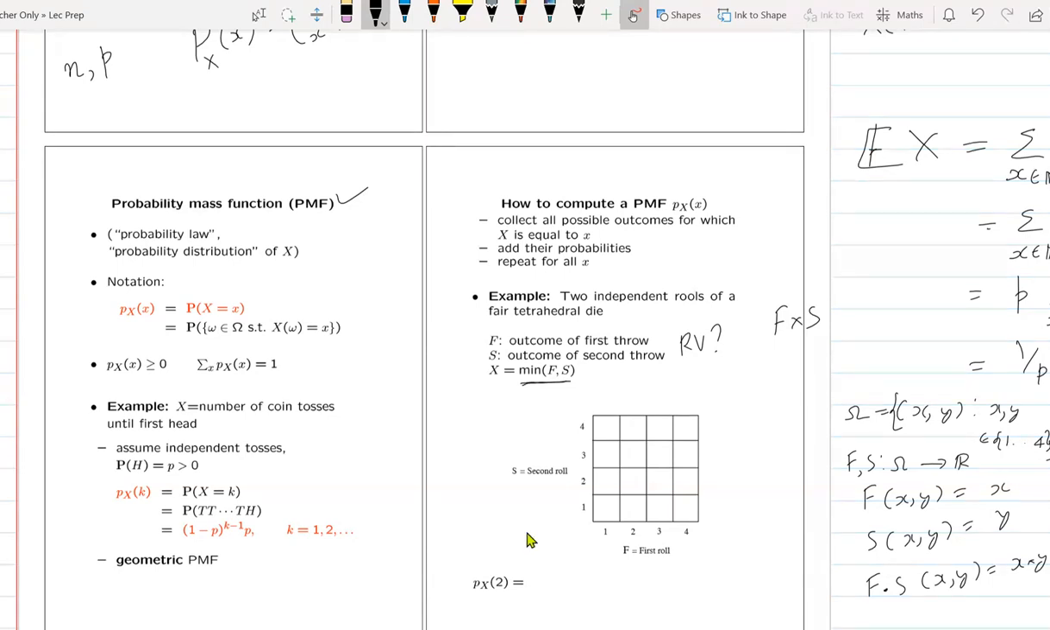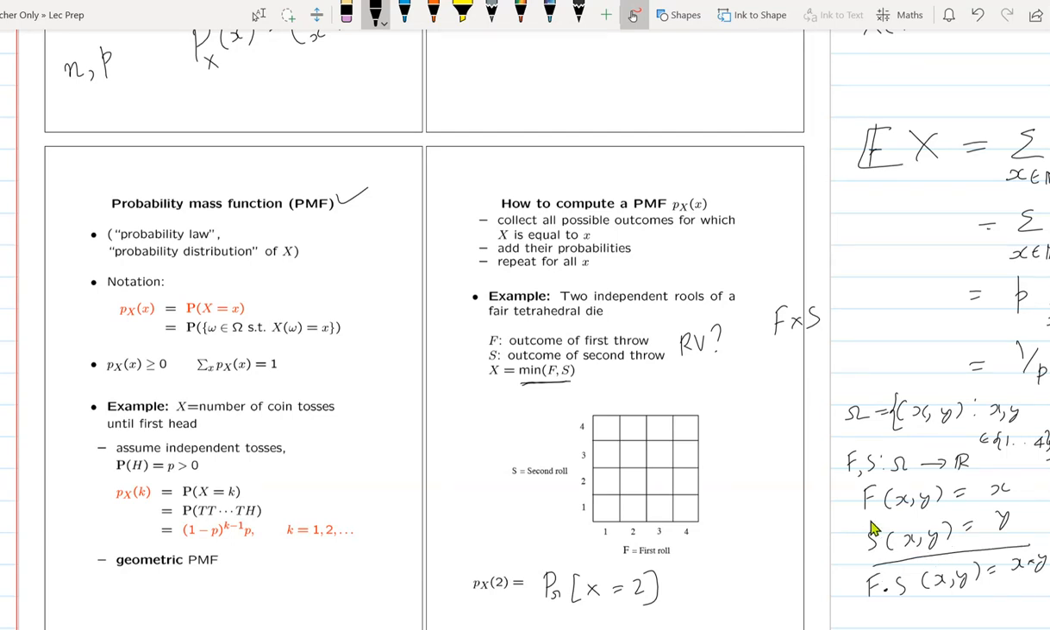Now, what is the probability mass function of x? What is the probability that x equals 2? Now, when can x be equal to 2? Excuse me, sir. Yes. Can you explain how again f and s are random variables?